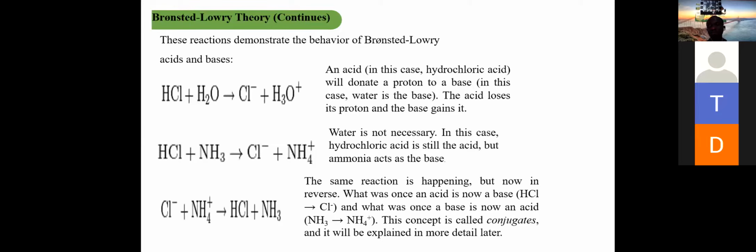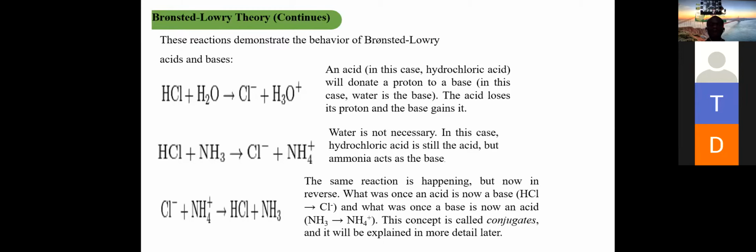In fact, if I'm given a compound like ammonia, and I'm asked to write an equation for ammonia to behave as an acid, I can as well add ammonia. So ammonia plus ammonia. Then I'll have NH4 plus and then NH2 minus. Okay. But the simplest way of doing that is to add water.